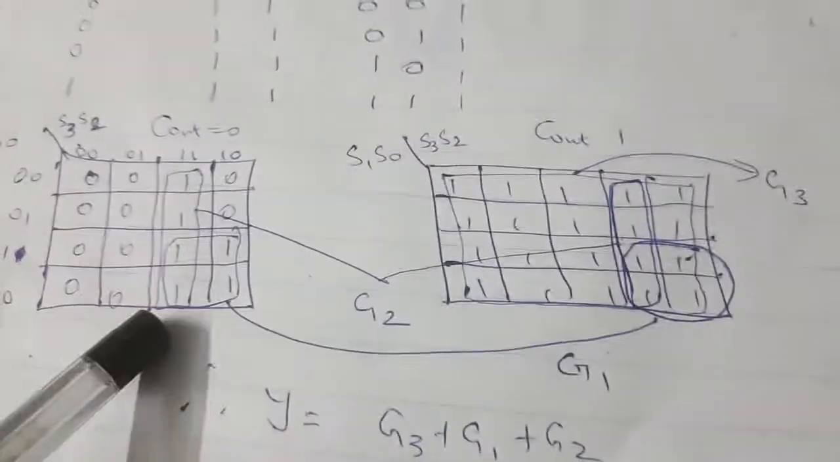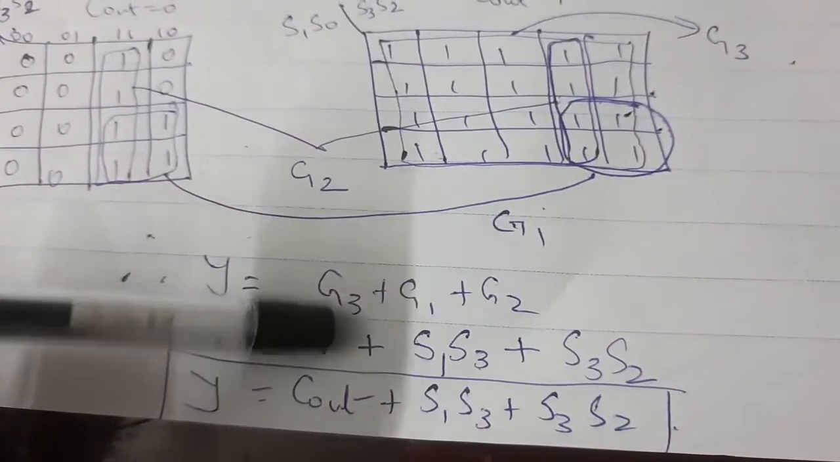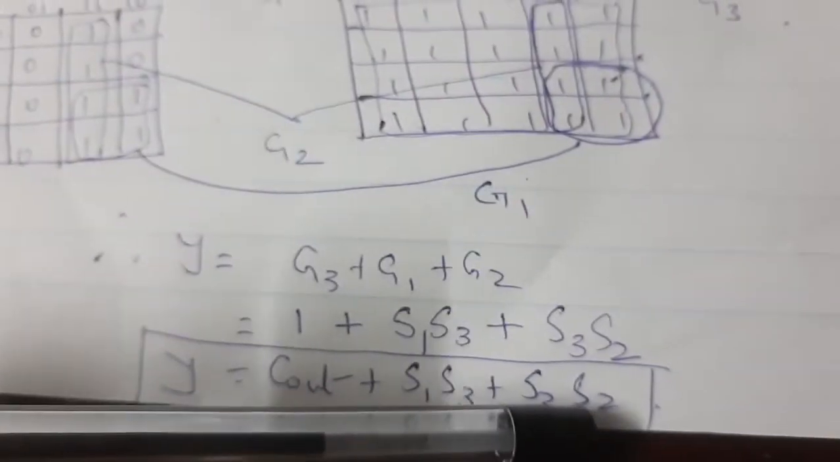G2. Similarly, this chord along with this chord. So, what is this chord? S3, S2. These values all are different. S3, S2. Therefore, S3, S2. Therefore, the equation is C0, 1 is C0 plus S1 into S3, S3 plus S2.